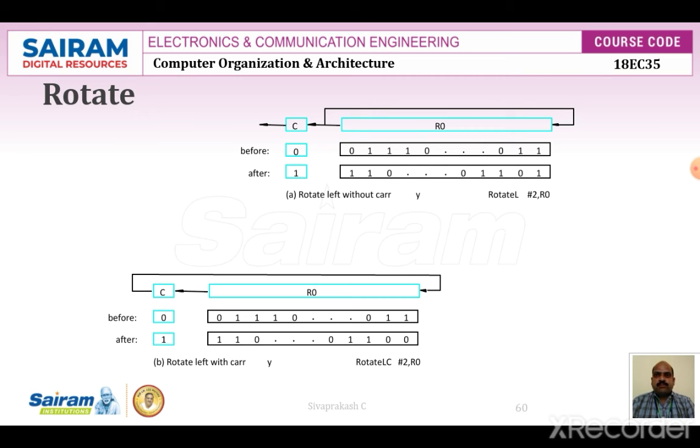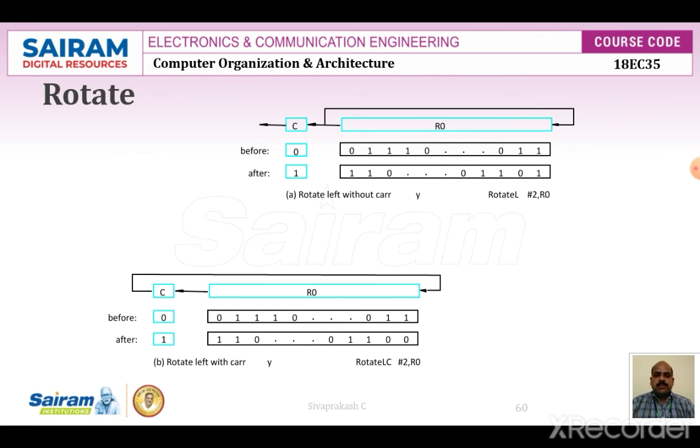Two versions of both the left and right rotation instructions are usually provided. In one version, the bits of the operand are simply rotated. In the other version, the rotation includes the carry flag. Okay, let's see the first example. We are going to see the rotate shift with carry and without carry.